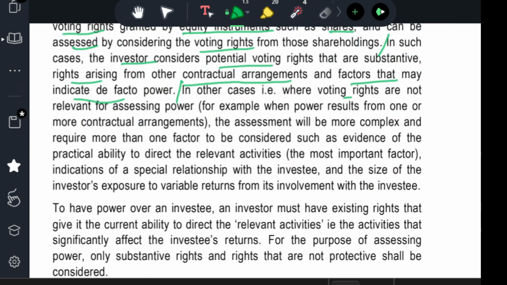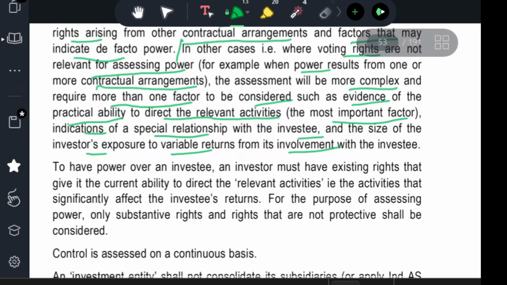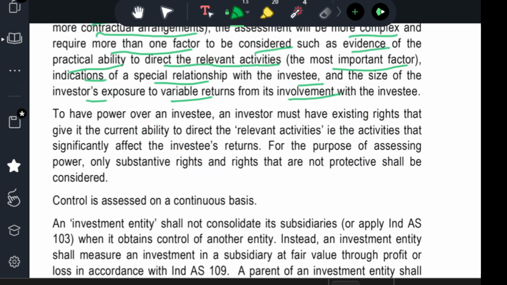On the other hand, there are cases where voting rights are not relevant for assessing power. For example, when power results from one or more contractual arrangements, the assessment will be more complex and require more than one factor to be considered, such as evidence of the practical ability to direct the relevant activities, which is a more important factor. Another is an indication of a special relationship with the investee, and the size of the investor's exposure to variable returns from its involvement with the investee. To have power over an investee, an investor must have existing rights that give it the current ability to direct the relevant activities.